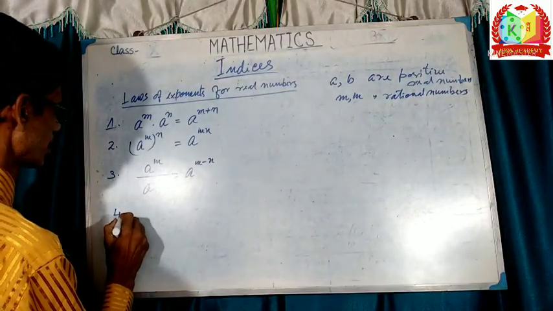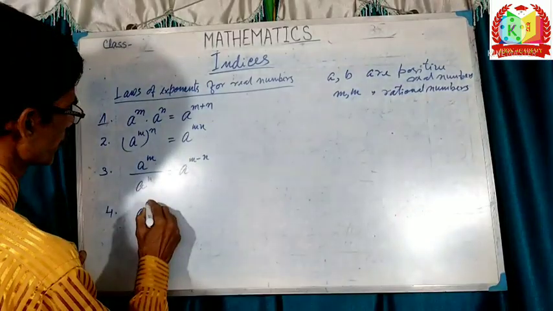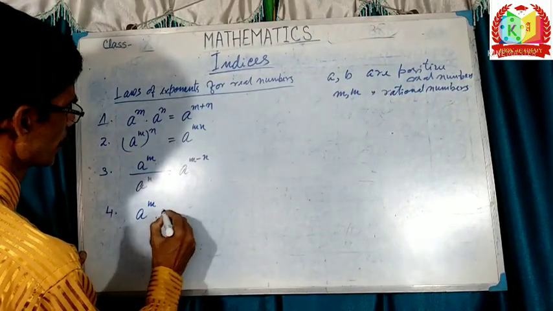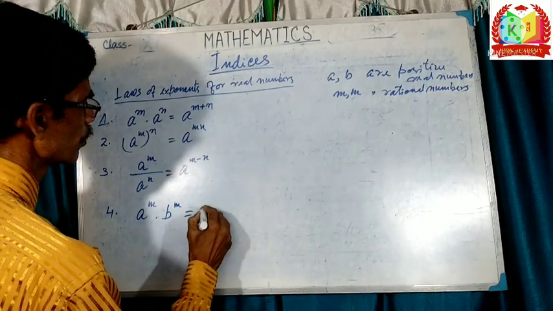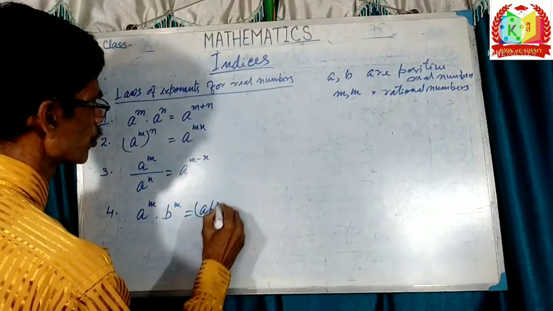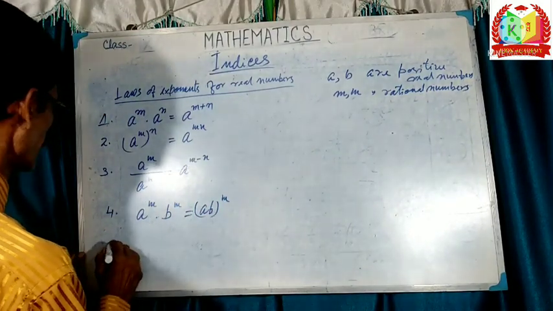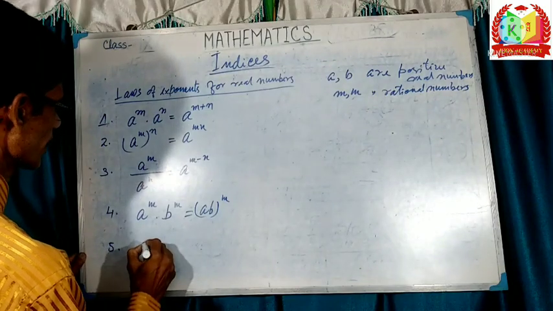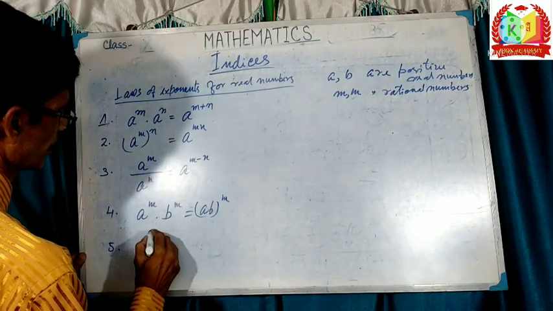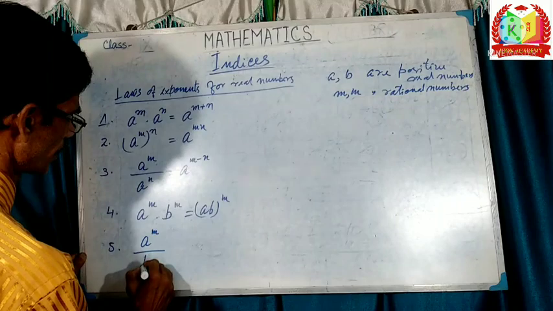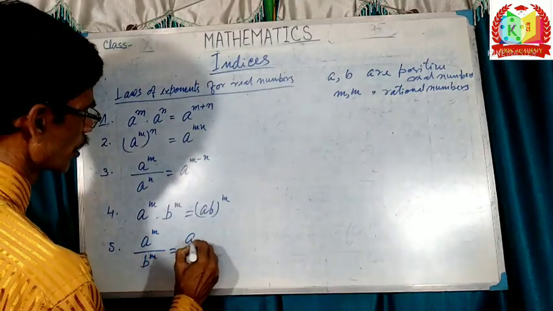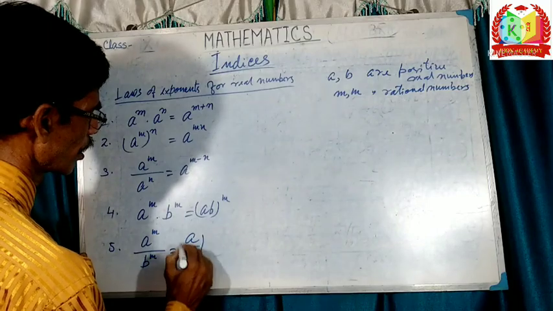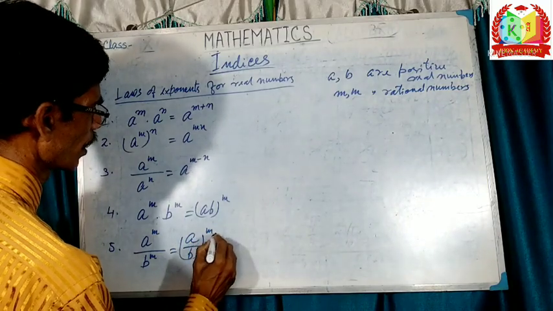Number 4, a to the power m into b to the power m equal to ab whole to the power m. Like a to the power m by b to the power m equal to a by b whole to the power m.